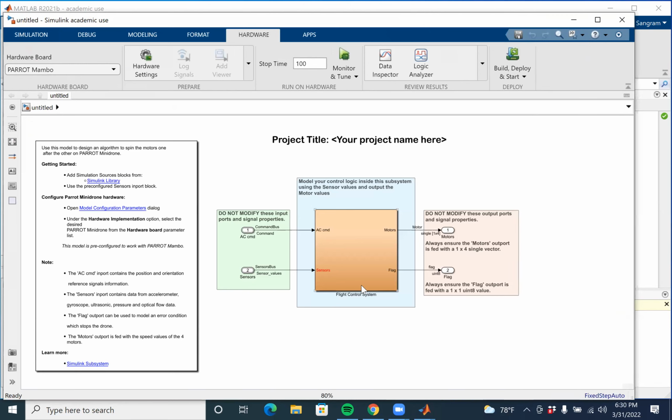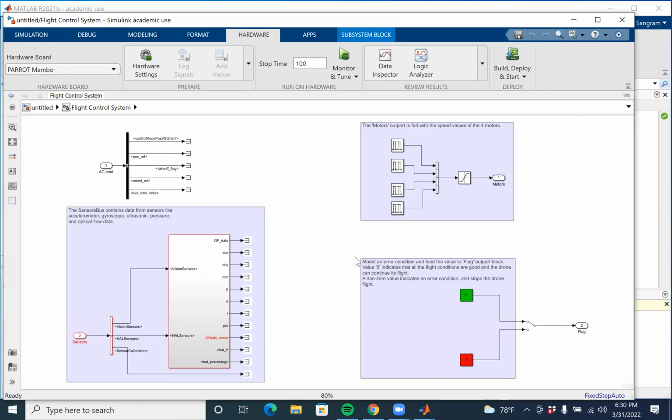Now in this code generation template, if you double click the flight control system, this is the overall structure of the control system. In the last class, we spent a significant amount of time on implementing complementary filters on sensors. Do you agree with me? In today's class, I'm going to look at the motor mixing algorithm, which is on the right hand side.